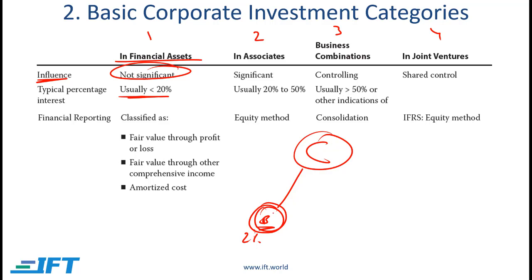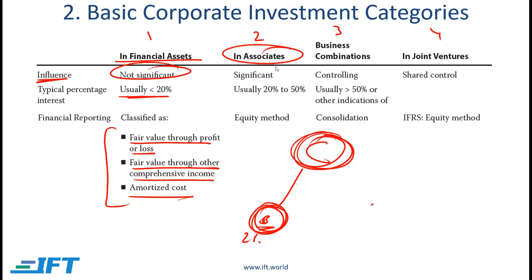Now, this financial asset can be in the form of the equity of a company. It might be a bond that a company has issued. And this investment can be classified in one of 3 ways. Either it can be classified as fair value through profit and loss, or it can be classified as fair value through other comprehensive income. And the third possible categorization is at amortized cost. We will discuss these terms in more detail shortly.